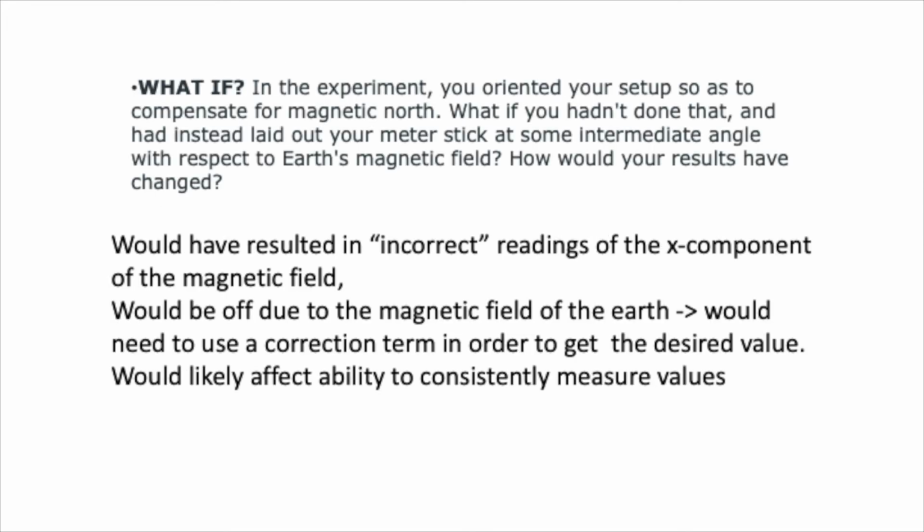It's also time to discuss the what-if questions. So, what if you oriented the setup and didn't account for the magnetic north of the Earth? Ultimately, the results would be different. It would result in incorrect readings of the x component, because the magnetic field of the Earth would also be affecting that reading. So ultimately, you would have to use a correction term in order to get the desired value.